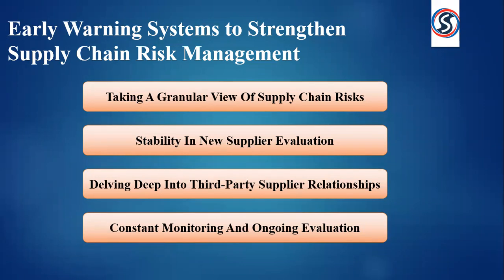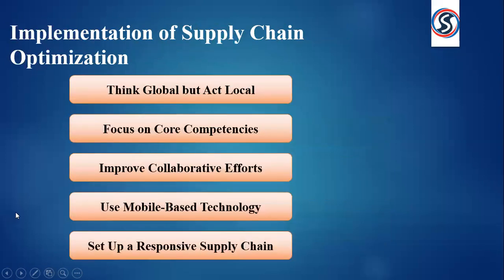So if you see here, taking a granular view of supply chain risk, stability in new supplier evaluation, then delving deep into third-party supply relationships, and constant monitoring and ongoing evaluation. Now, if I talk about the implementation of supply chain, it includes think global but act local. Okay, so what does this mean? This aspect is important to consider when strategically examining supply chains or planning value chains.